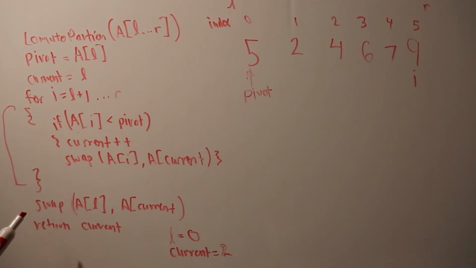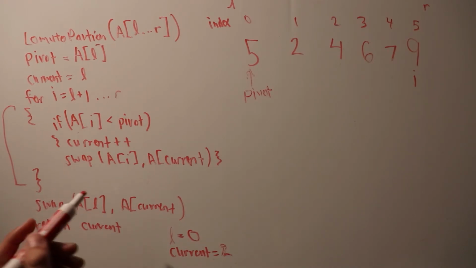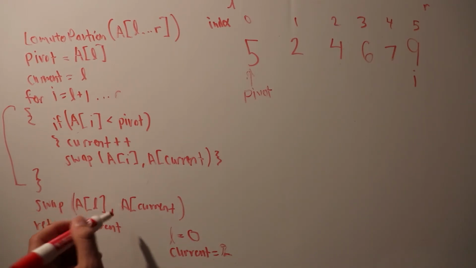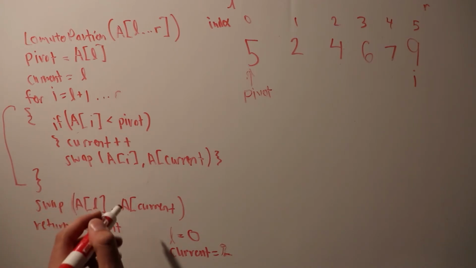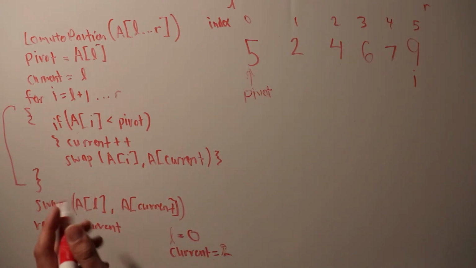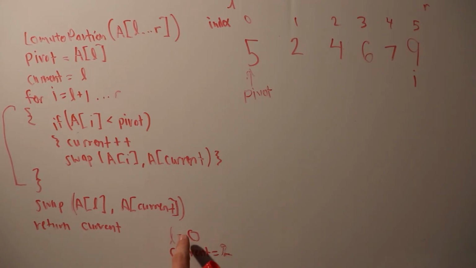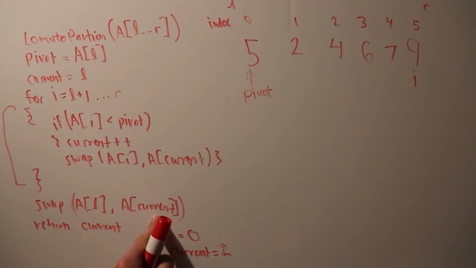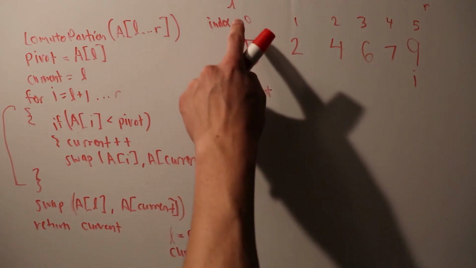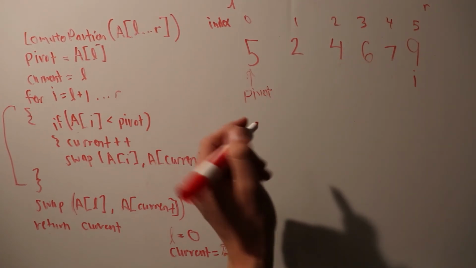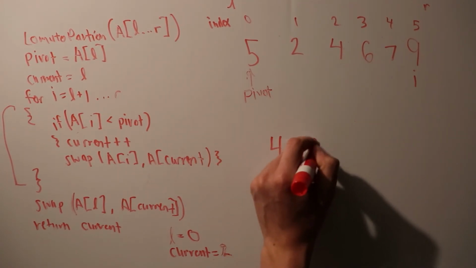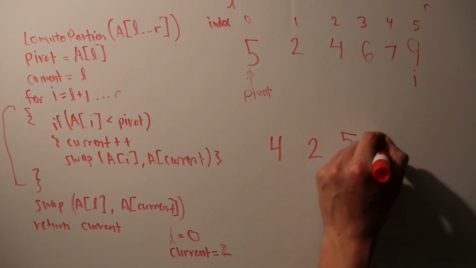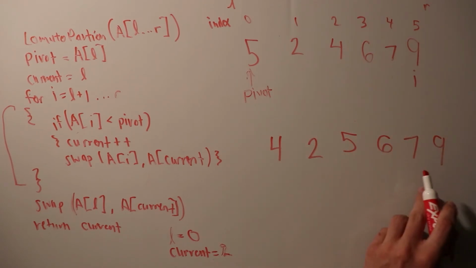So what's left to do? We need to swap the array at the L index and the array at the current index. We know that our current is still equal to 2. We haven't incremented it since then. We know that L is still equal to 0. So it says we need to swap A at the 0 index and A at the 2 index. What would that look like? That would swap this one and this one. So we end up with 4, 2, 5, 6, 7, and 9, like that.